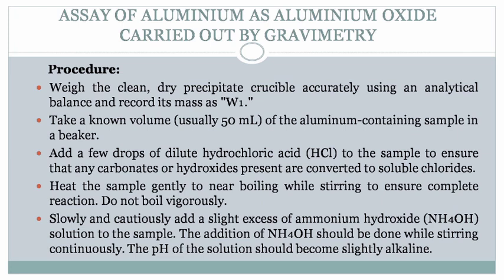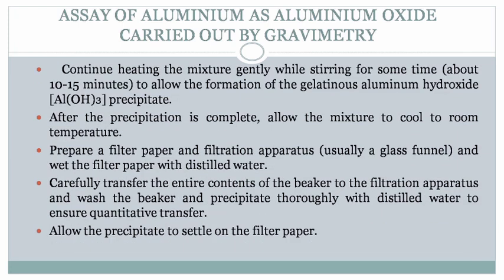Slowly and cautiously add a slight excess of ammonium hydroxide, NH4OH, solution to the sample. The addition of NH4OH should be done while stirring continuously. The pH of the solution should become slightly alkaline. Continue heating the mixture gently while stirring for some time, about 10–15 minutes, to allow the formation of the gelatinous aluminum hydroxide, Al(OH)3, precipitate. After the precipitation is complete, allow the mixture to cool to room temperature.